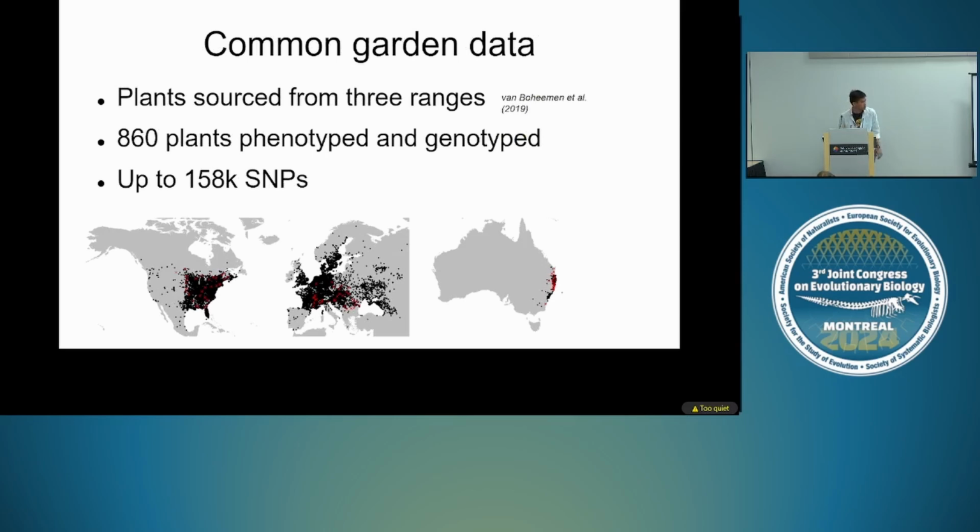So throughout the rest of this talk, I'm going to be using data that was collected way before I started this project. It's basically results from a common garden experiment where plants sourced from these three ranges were grown in the same garden. We have 860 plants that were both phenotyped and genotyped for different traits, and up to 158,000 SNPs, depending on, just because over time we've had better genomes and better alignments.